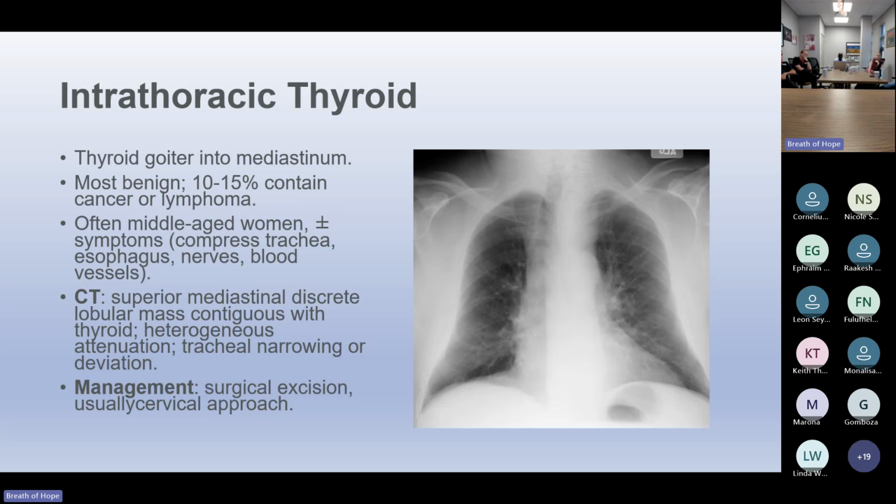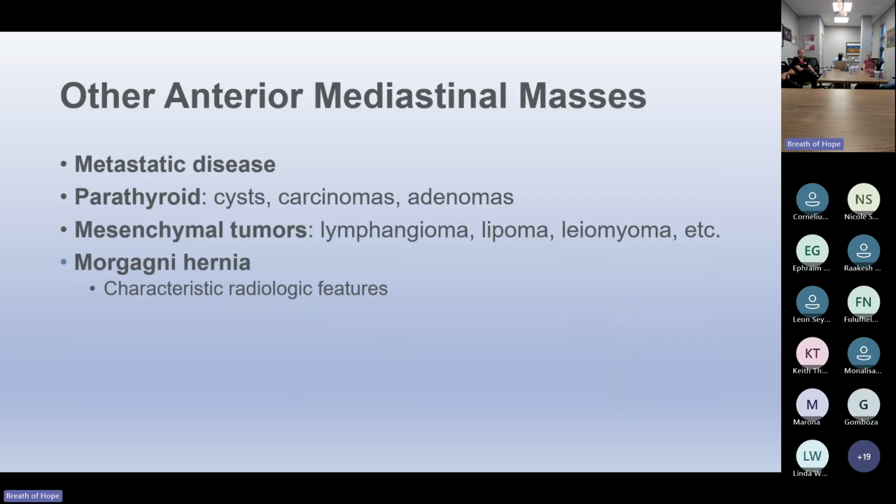So most of these patients have thyroid goiter extending into the mediastinum, most benign, 10 to 15% contain cancer or lymphoma, often middle-aged women. I don't know why. The symptoms are compression of trachea, esophagus, nerves, and blood vessels. On CT scan, you see a superior mediastinal discrete lobulated mass, contiguous with the thyroid, heterogeneous, with tracheal narrowing or deviation. Management is surgical excision, usually by a cervical approach. But you might need a multidisciplinary approach, with cardiothoracic doctors and your surgeons in combination.